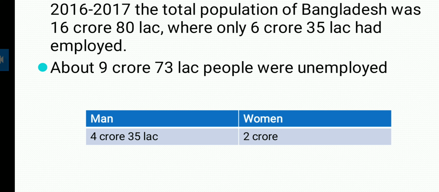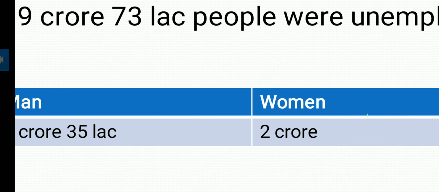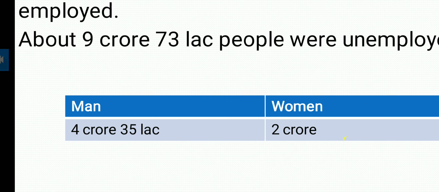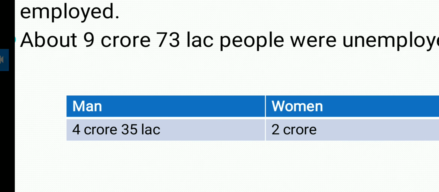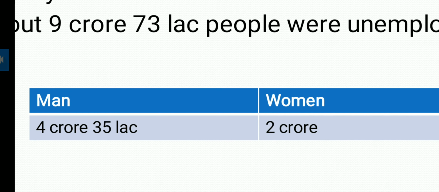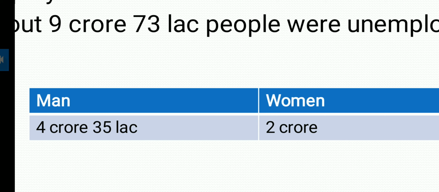The 6 crore 35 lakh people we have are working in different sectors. Among them, 4 crore 35 lakh are men and only 2 crore are women. Can we imagine, here also there is gender discrimination. My dear students, we have 16 crore population, 6 crore something are working, and about 10 crore people are not working. Again, among the 6 crore, 4 crore 35 lakh are men, only 2 crore women. In this situation, how can we ensure our economic development?